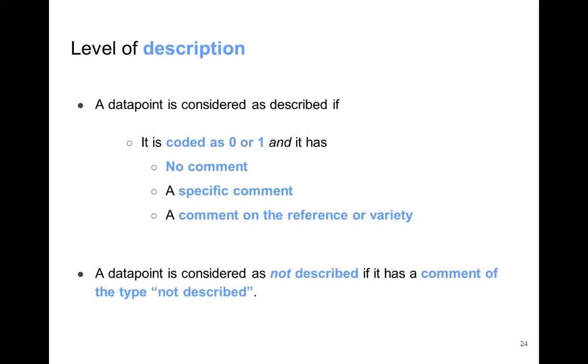We conceptualize the level of description as a measure of whether there is positive evidence of presence or absence of a feature in a grammar. Again, more formally, a data point is considered as described if it is coded as a non-question mark and there is no comment, a specific comment, or a comment on the reference or variety.